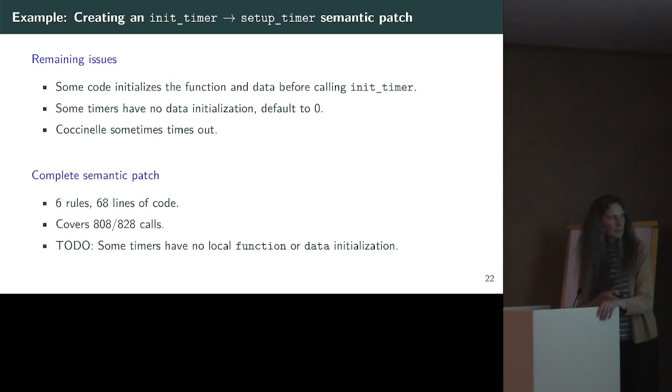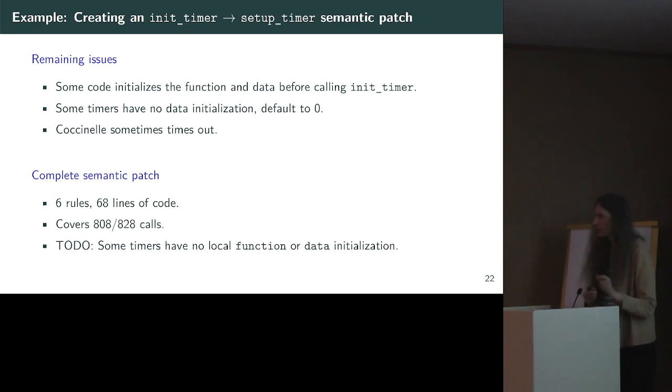So in the end, we have 6 rules, and we have 68 lines of transformation code. It's not completely trivial anymore, but maybe it's still fairly readable, especially since the things are very similar to each other. At this point, we get to 808 out of the 828 different calls. And the other calls are not very amenable to optimization.